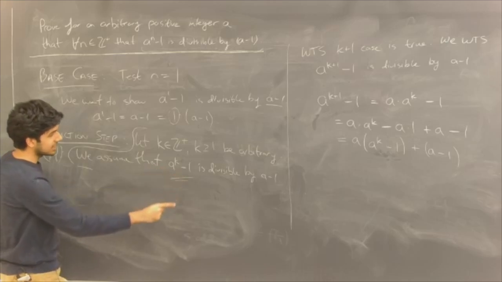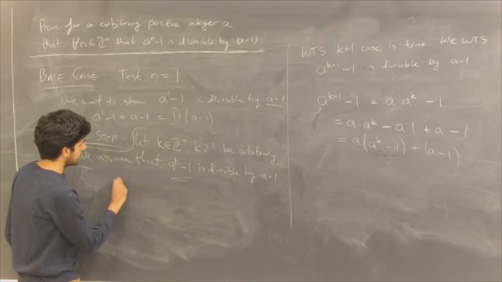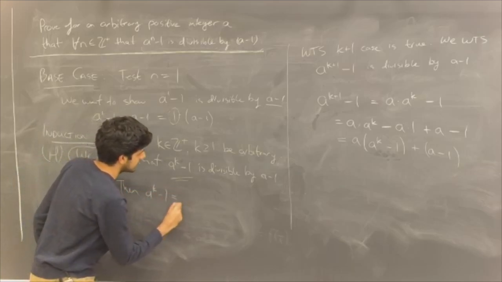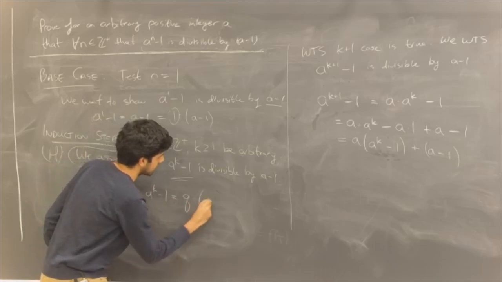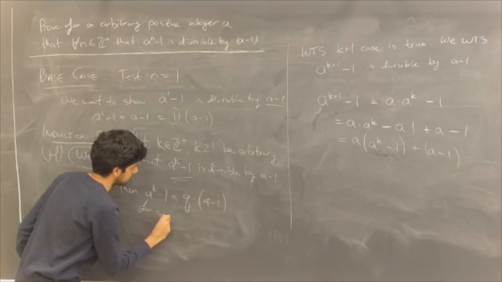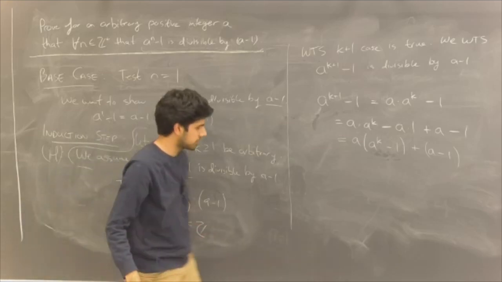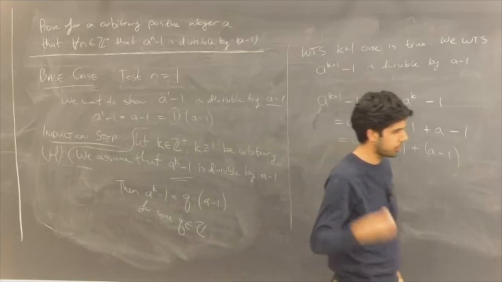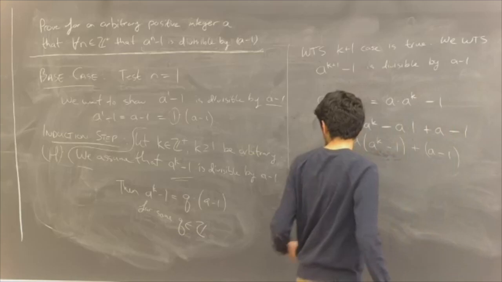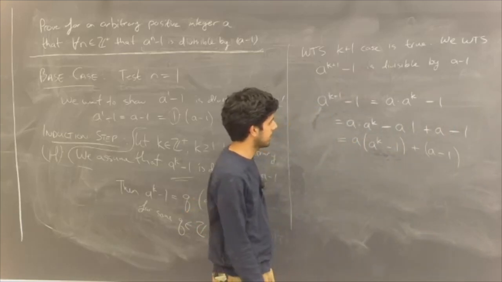So if a to the k minus 1 is divisible by a minus 1, then a to the k minus 1 is equal to q times a minus 1 for some integer q. That just follows from the definition of divisibility. It's what I wrote up and then promptly erased. So that's exactly what it means. So why don't we just shove this in for a to the k minus 1.